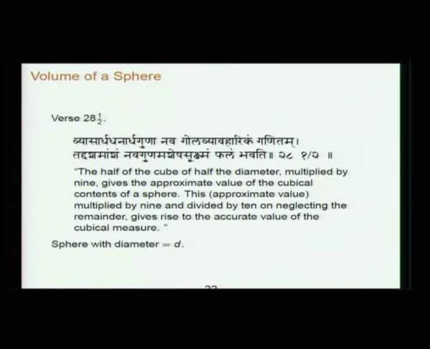So then he talks of the volume of a sphere. The half of the cube of half the diameter multiplied by 9 gives the approximate value of the cubical contents of a sphere. This approximate value multiplied by 9 and divided by 10, or neglecting the remainder, gives rise to the accurate value of the cubical measure. Vyasartha dhanartha guna nava gola vyavaharikam ganitam tad dashamamsham navagunama shesha sukshmam phalam bhavati. So, dashamamsha and all this, multiplied by 9 divided by 10. So, those are talked about.